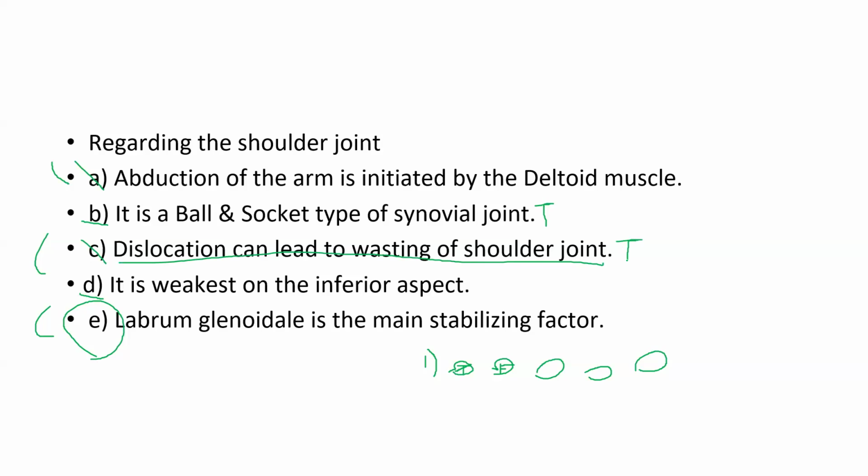So I have heard something about inferior dislocation being common in the shoulder joint. Now I am thinking whether to mark this one or not. So again, okay, this one also I am going to mark as true.